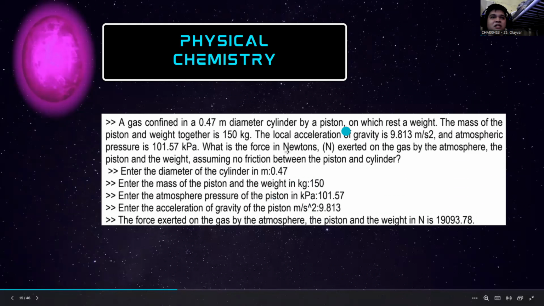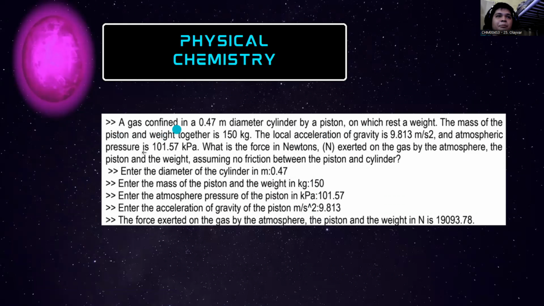And see, this is the result of the coding, which is the problem input. And after that, the input is the diameter of the cylinder in meters, 0.47, and the mass of the piston, which is 150 kilograms, the atmospheric pressure is 101.57 kilopascal, and the acceleration of gravity is 9.830 meters per second squared. And after that, we get the result in Newton, which is 19,093.78 Newton.